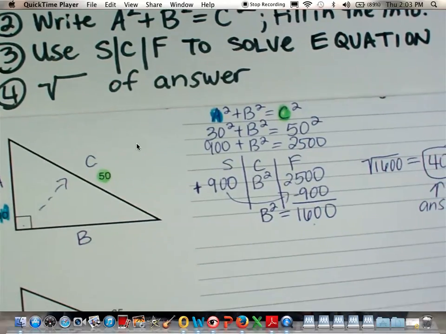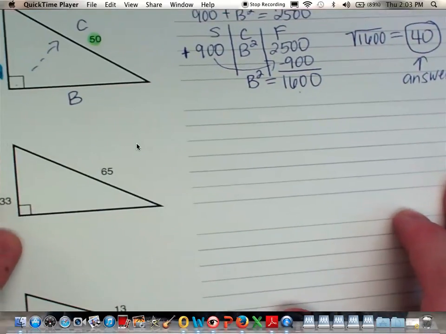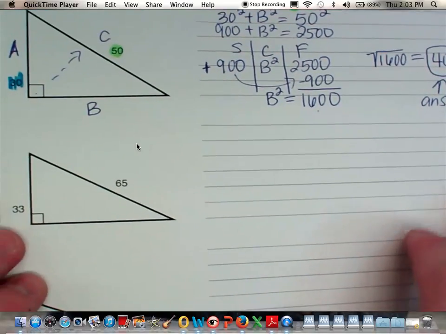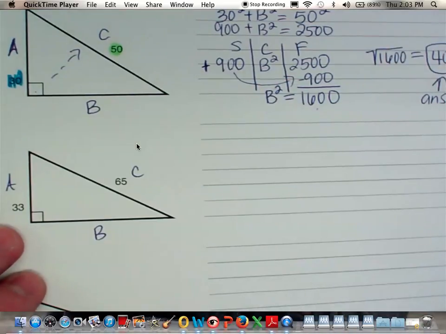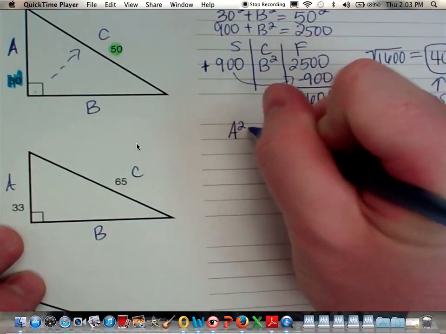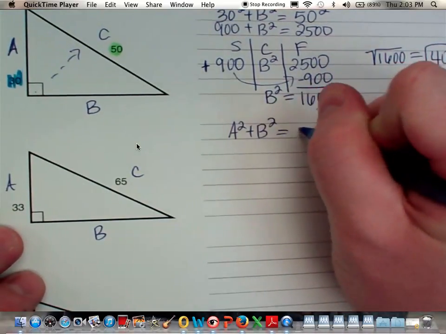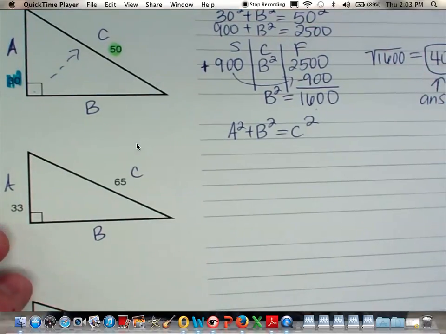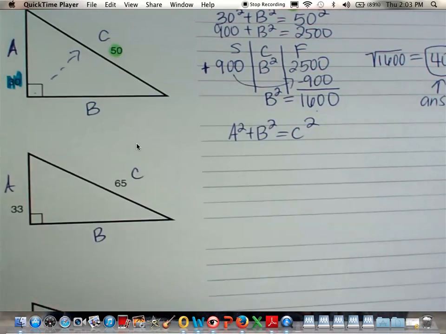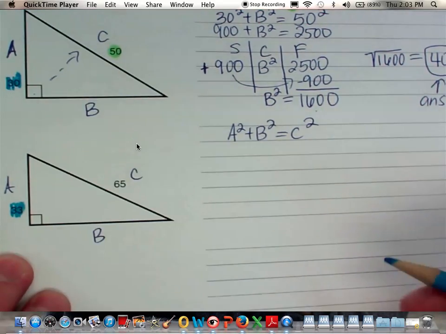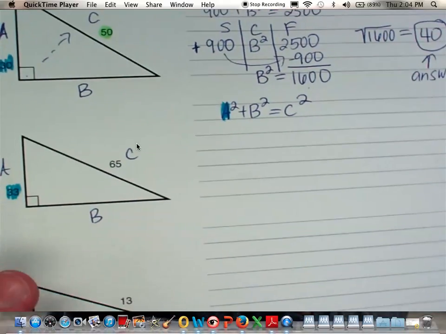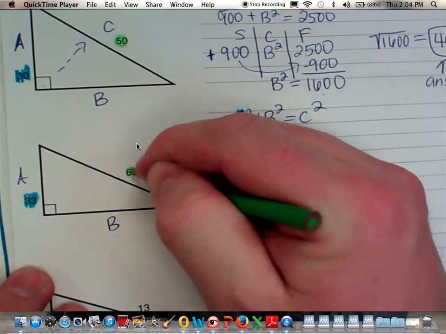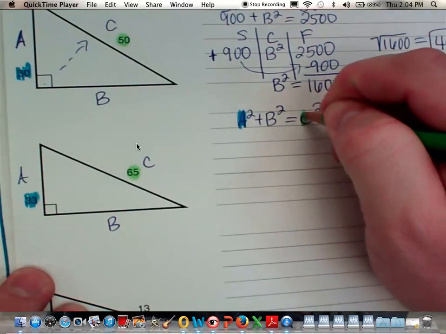If I do number 2, I'm going to follow the same path. I'm going to label them A, B, C. And I'm going to write down my formula. A squared plus b squared equals c squared. Then I'm going to take my 2 colored pencils and I'm going to color it in. I'm going to use blue again for this A. And I know he goes into here. So that blue 33 goes into that blue A. And I know that my 65, it's C, goes into here.